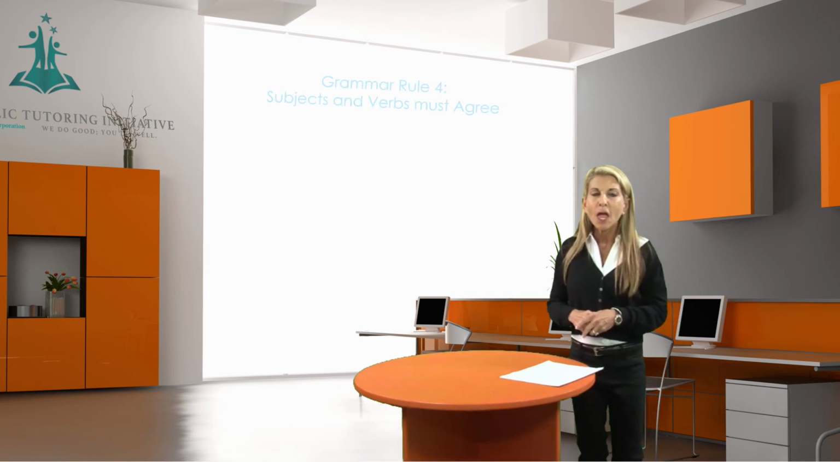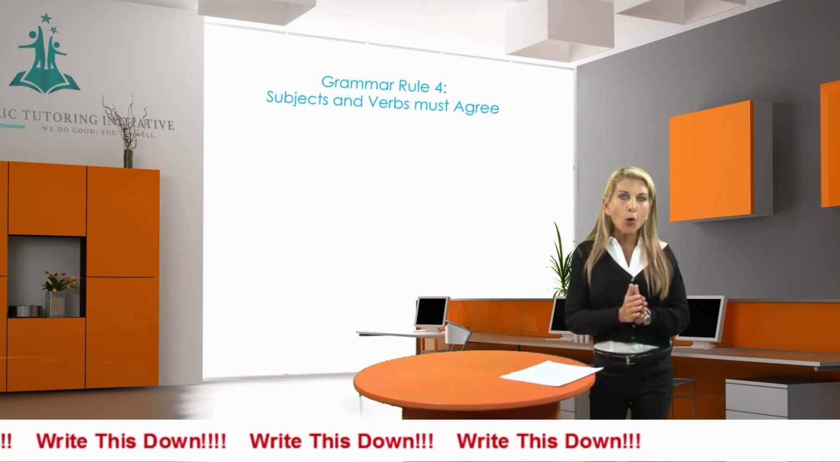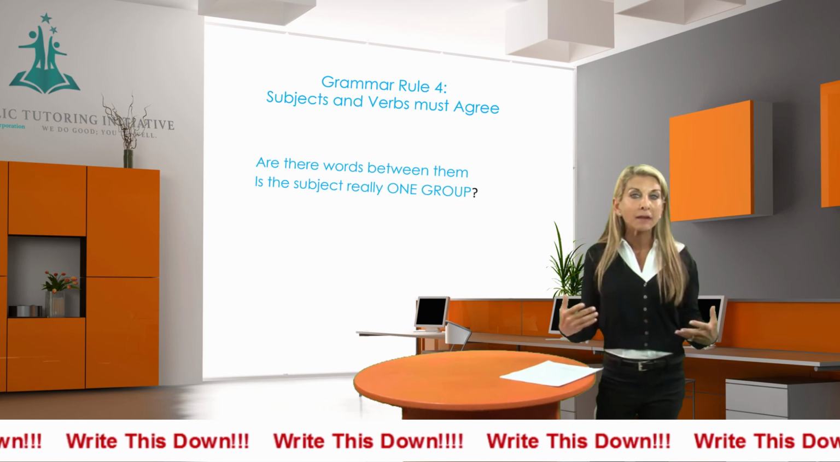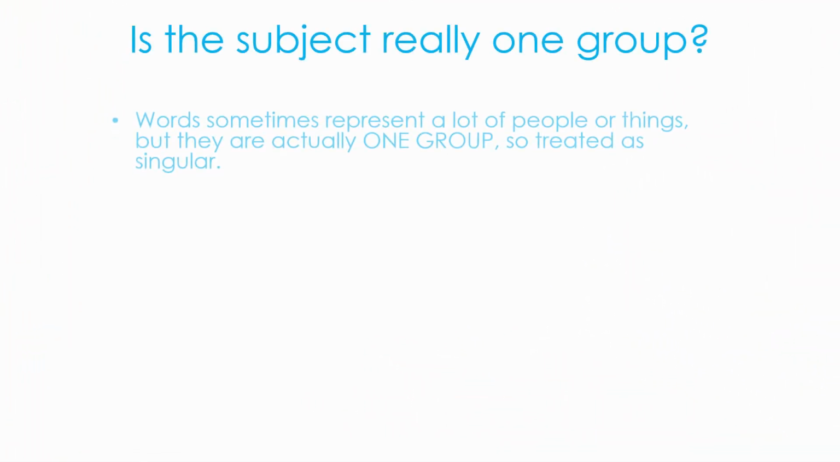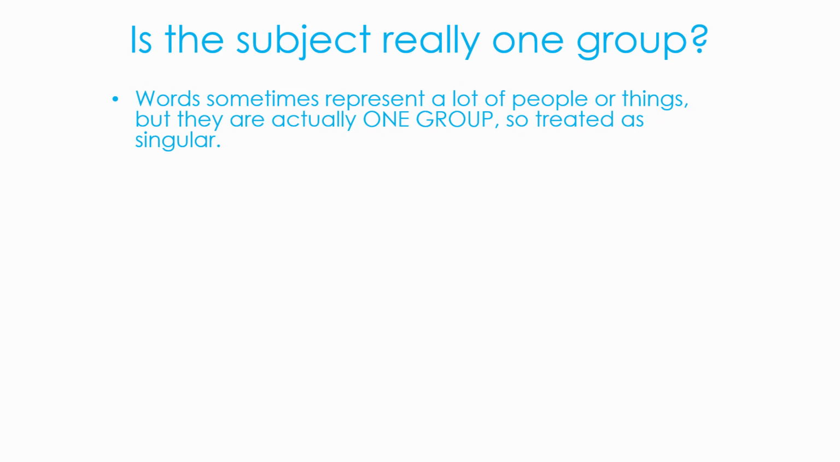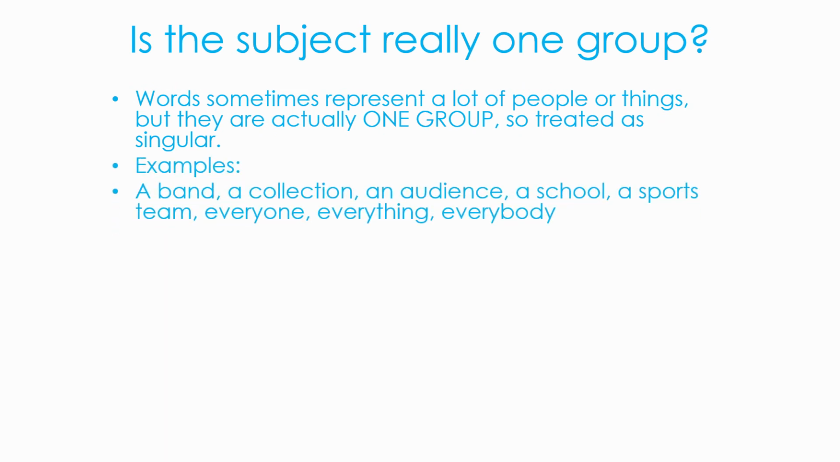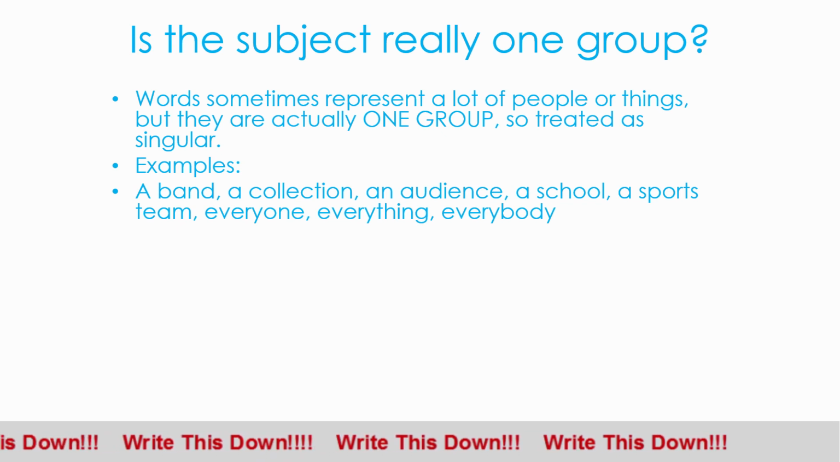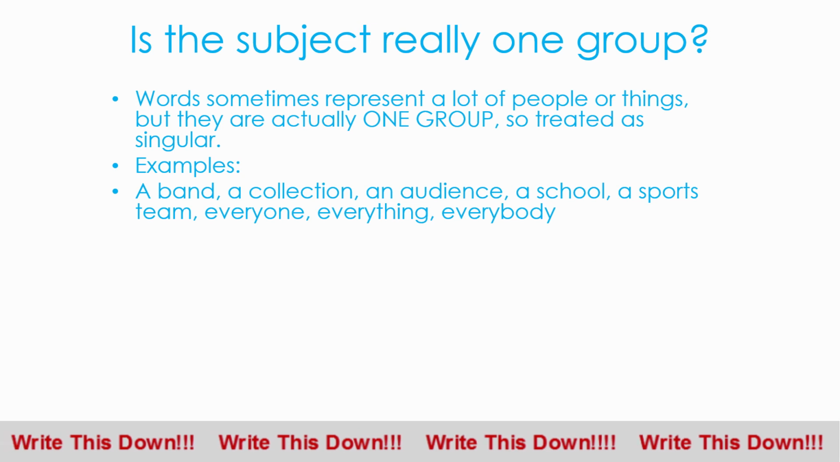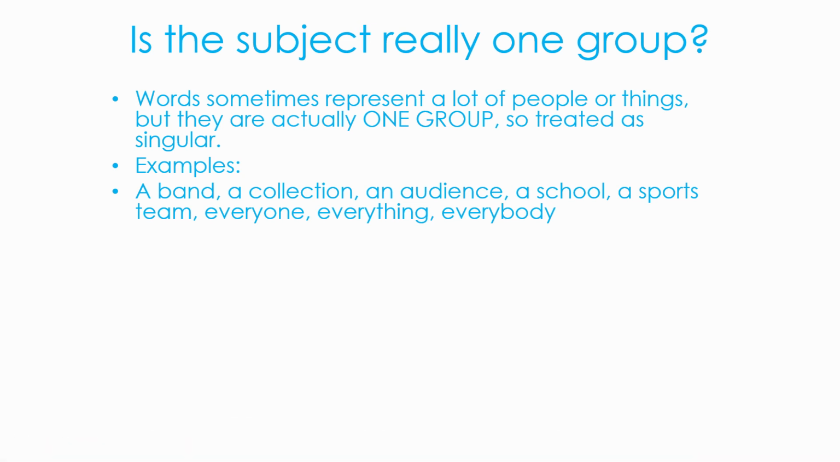Okay. The other trick happens when there are words that represent a lot of things, but we treat the word like one group. So it's really singular. For example, in the sentence we just saw, the word collection is singular. So are schools, and sports teams that don't end in an S, like the Browns. So Central High is awesome, and the Heat was a good team, okay? A few other words are like this. The word audience, the word everyone, the word everything, the word everybody.